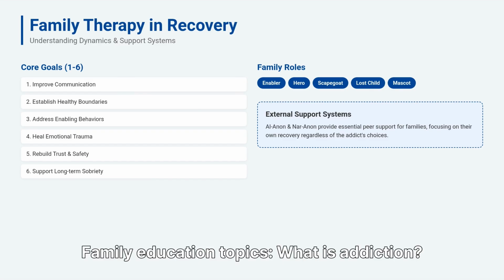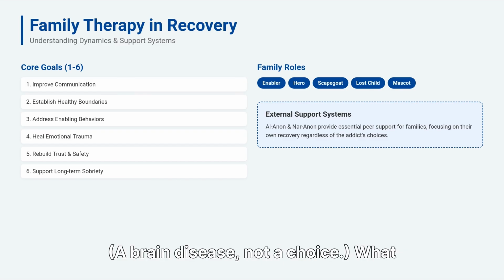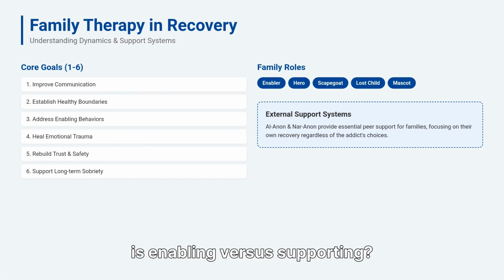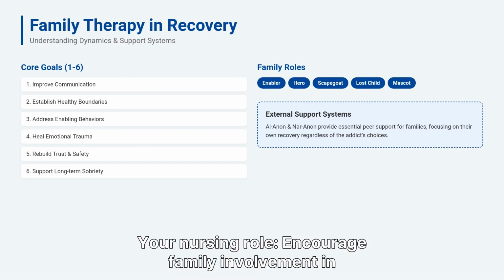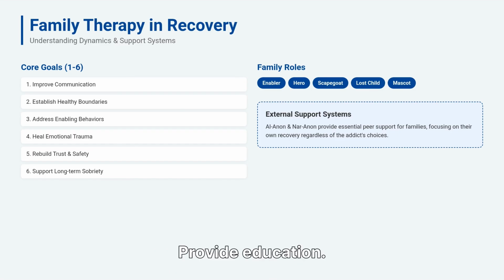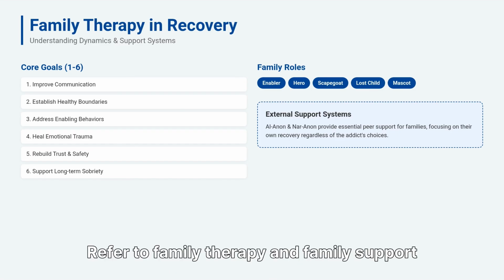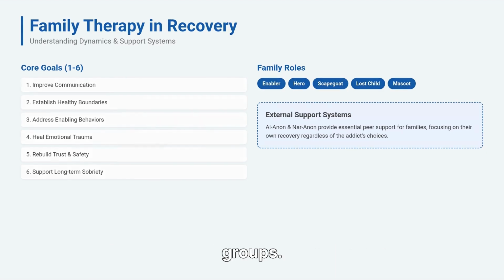Family education topics. What is addiction? A brain disease, not a choice. What is enabling versus supporting? Self-care for family members. Al-Anon and Nar-Anon: support groups for families of people with addiction. Your nursing role: encourage family involvement in treatment. Provide education. Refer to family therapy and family support groups.